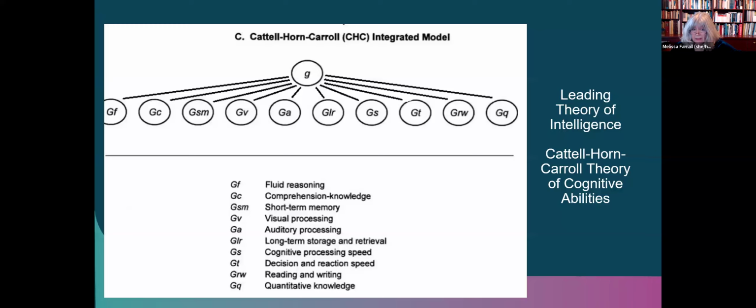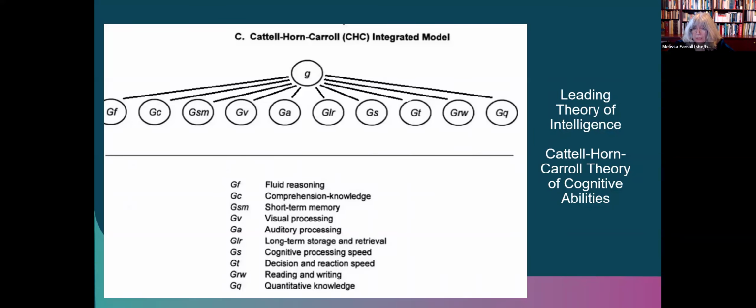Here we have short-term memory, visual processing. We're going to come back and go through some of these in a little bit. Auditory processing, how we handle information that we take in through our ears. We have a special domain for long-term storage and the ability to get to those things that we've known for a long time. GS, processing speed. So here's this idea that it's not just what you do, but your ability to do it efficiently, which is really important. In fact, CHC devotes another whole domain to it, decision and reaction speed. And you can see here at the bottom that reading and writing made their way into the list as domains of intelligence, as well as quantitative knowledge, which would be mathematical functioning.